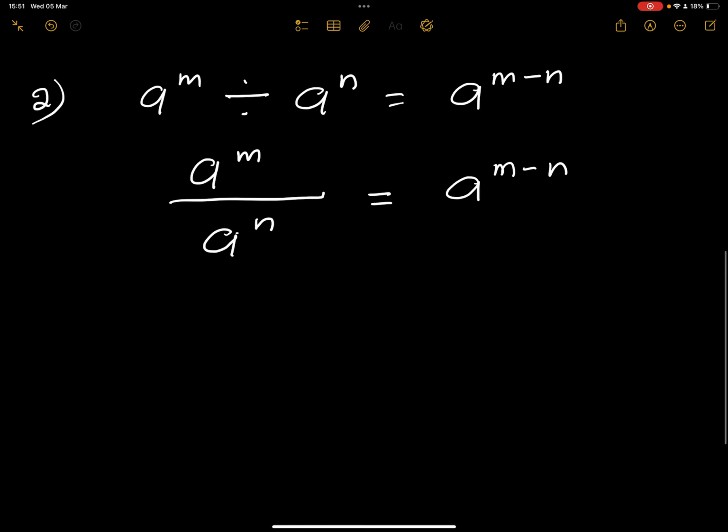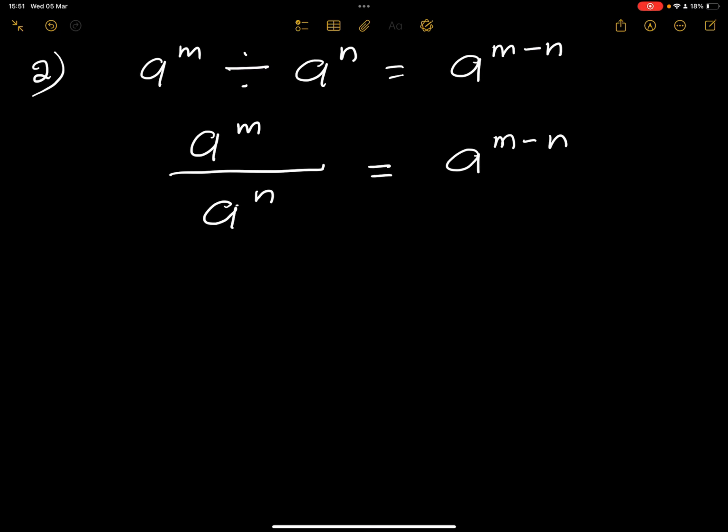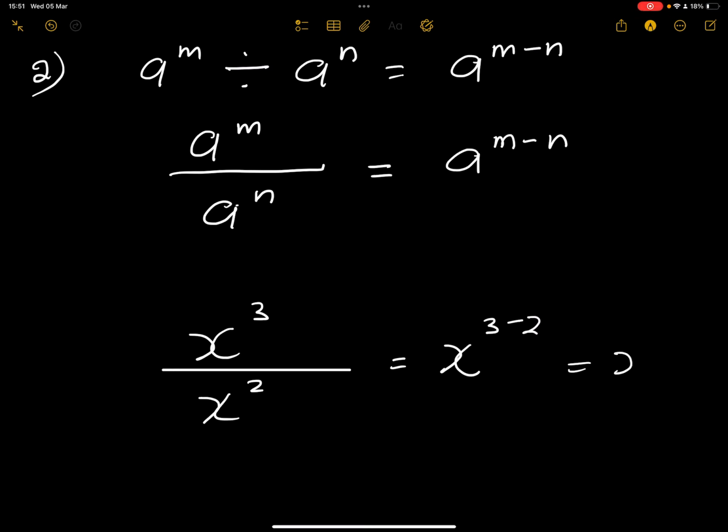Now I want you to note that the exponent that is in the denominator will always change sign, all right? So let's take another example. So if I had x cubed divided by, let's say, x squared. So what am I going to get in that case? I'm going to say, well, that's going to be x raised to the exponent 3 minus 2. And so that will give me x to the exponent of 1, right? So I will get x as a result.